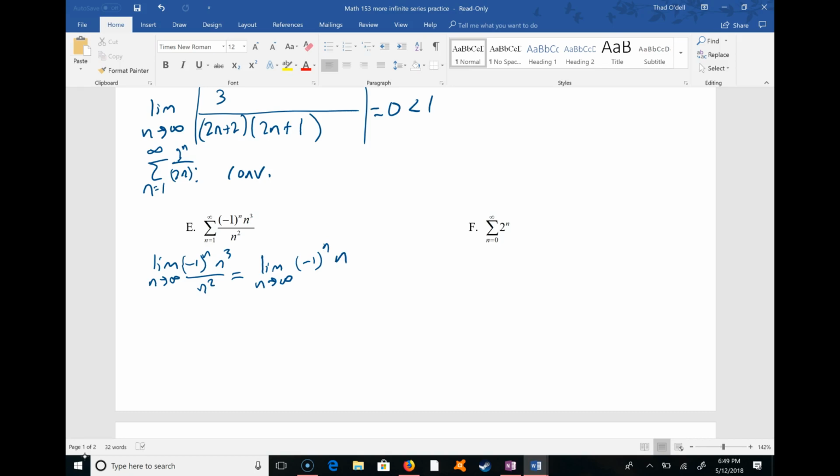And of course, that n is getting larger and larger, so it's going to hop back and forth between positive large and negative large. And positive large is definitely not approaching 0. So we would say not approaching 0. And since the limit is not approaching 0, then by the nth term test, this thing diverges.